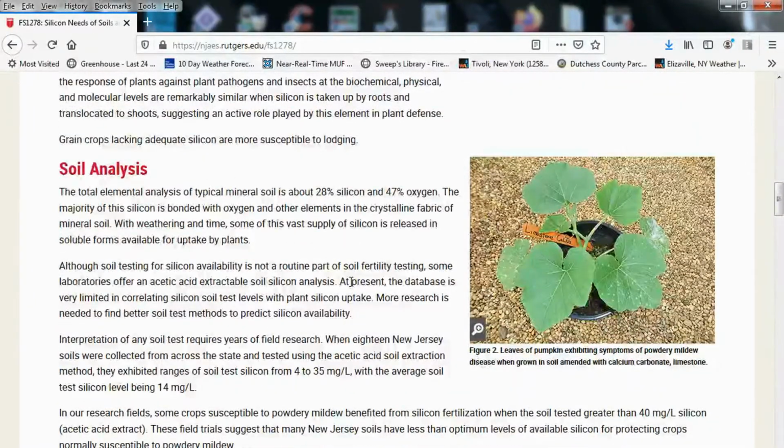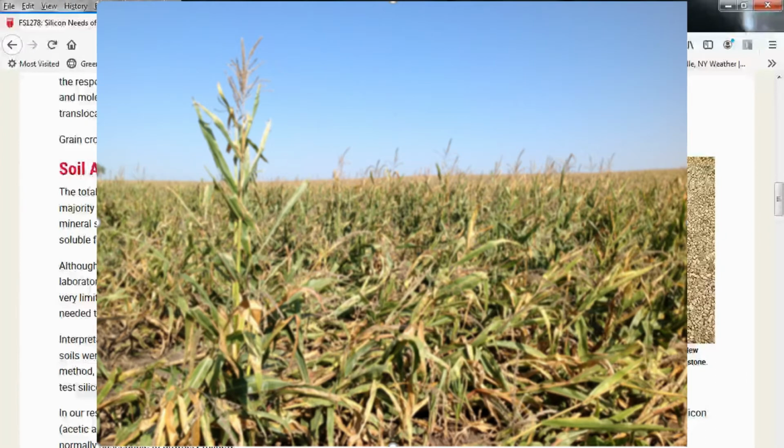Grain crops lacking adequate silicon are more susceptible to lodging. If you don't know what lodging is, that's where the crops kind of fall over and fall on top of each other, and they form these laid-over patches that basically look like lodges. That's why it's called lodging.